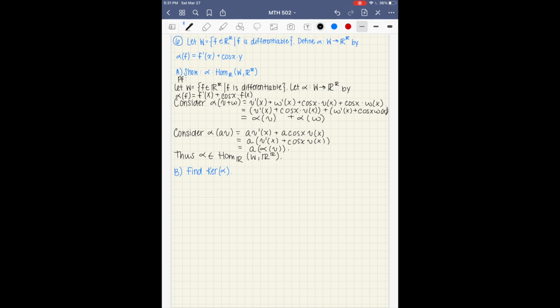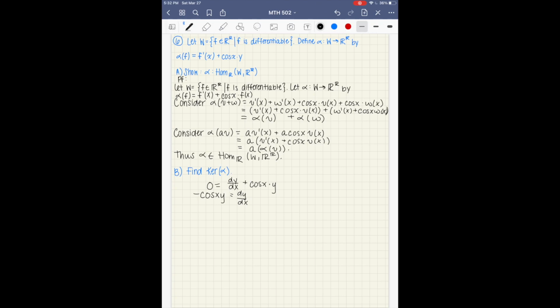So then for our second one, we had to find the kernel of alpha. And when we're looking at the kernel, it has to equal 0. So we're going to take our alpha of f and now look at it as if it was 0 equals, instead of f prime of x, we're going to look at dy over dx plus cosine x times y. So this is separable. We can separate the x's from the y's. So the first thing that I'm going to do is subtract cosine x y on both sides. So I get negative cosine x y equals dy over dx.